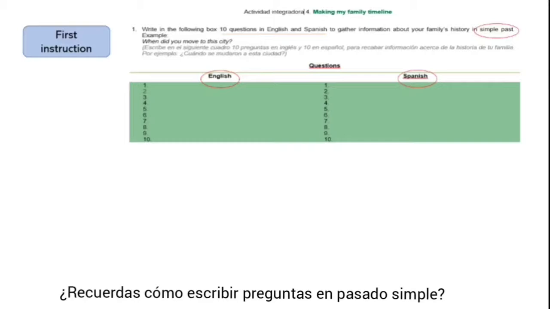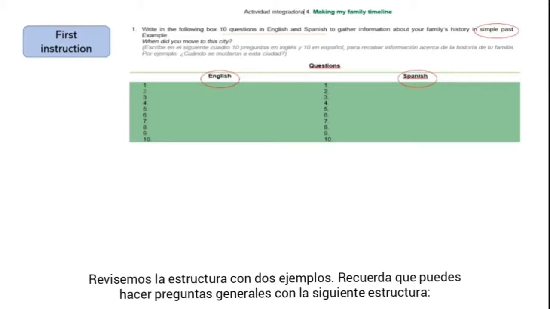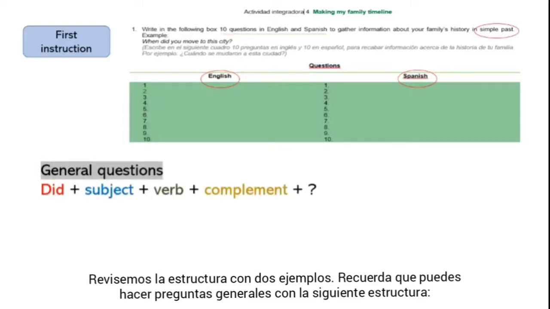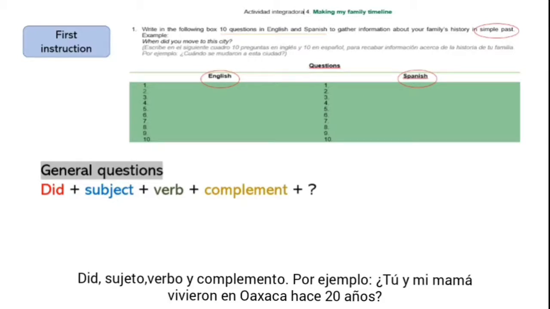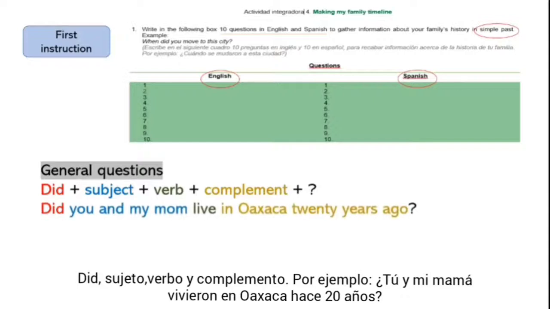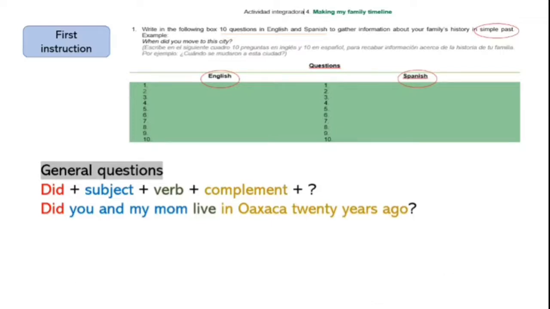Do you remember how to write questions in simple past? Let's review it with two examples. Remember that you can make general questions with the following structure: did, subject, verb, and complement. For example, did you and my mom live in Oaxaca 20 years ago?